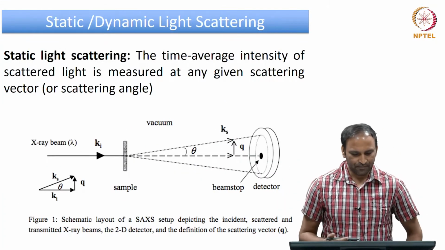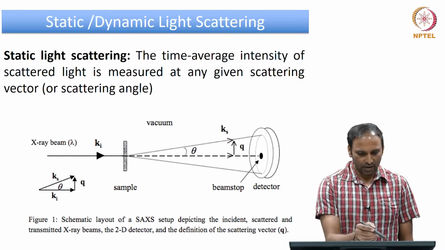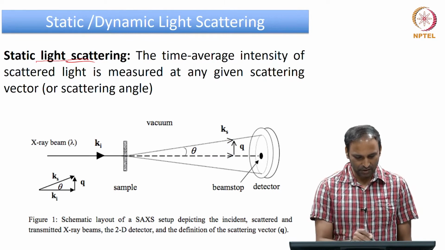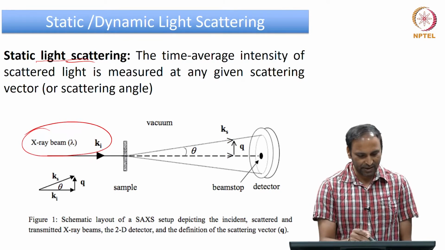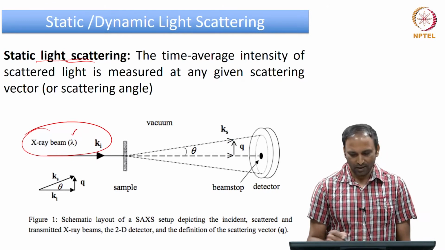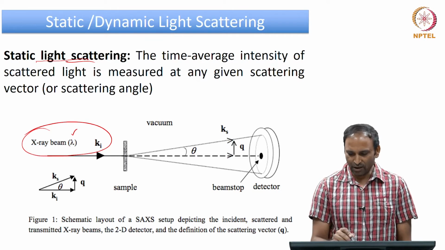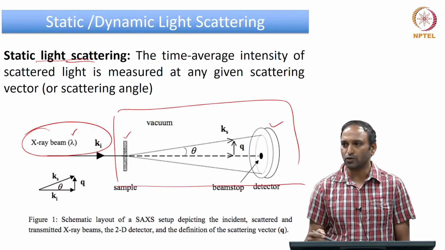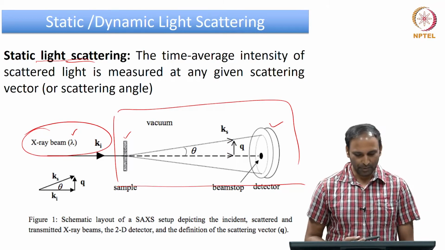Yeah, so typical light scattering experiments. This is for the case of static light scattering, as I mentioned earlier. There is a beam of light, in this case X-ray of wavelength lambda, and there is a sample, and I had mentioned that typically the sample and the detector are kept in a vacuum environment. You don't want light to scatter off from whatever medium it is in.